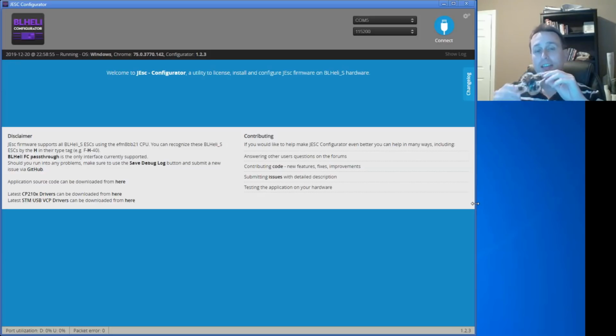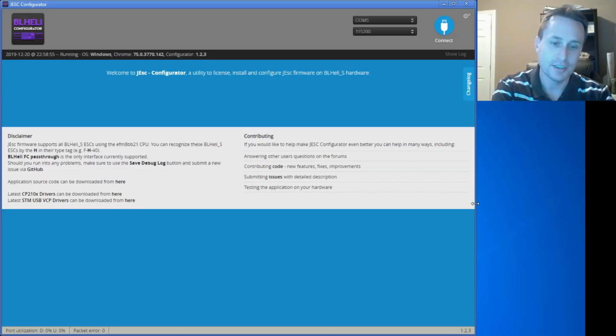For BLHeli_S ESCs, the only way I know how to do it as of this moment is to get it on JESC. And JESC for this part is free, so don't worry. I don't think you should be that worried about it to begin with. I mean, Joe's the one that's developing all this stuff. $6 is well worth all the effort he's put into a lot of stuff at Betaflight.